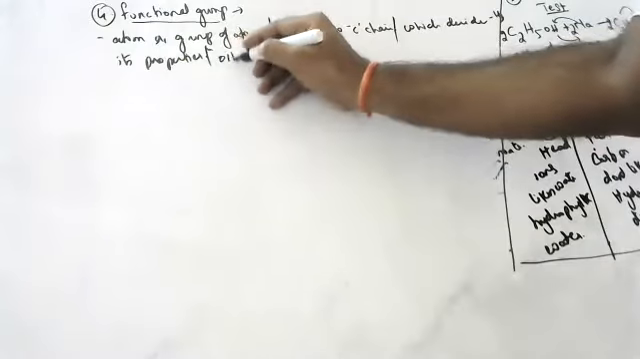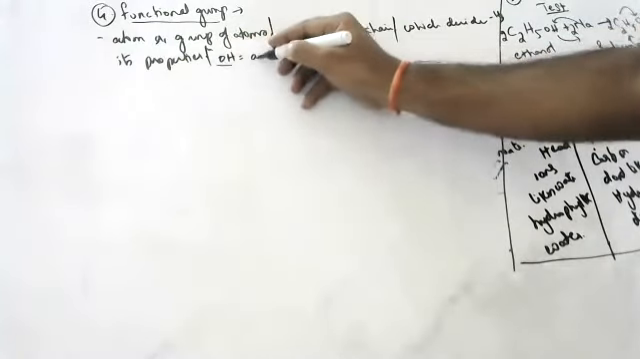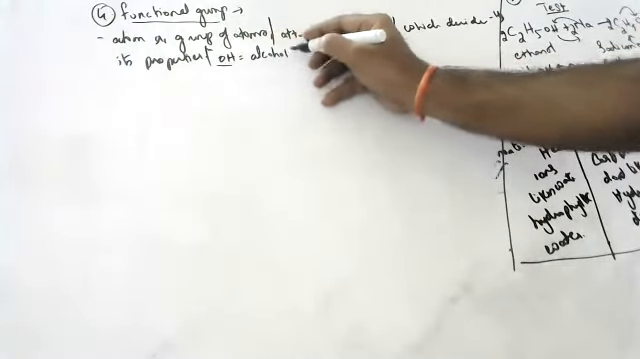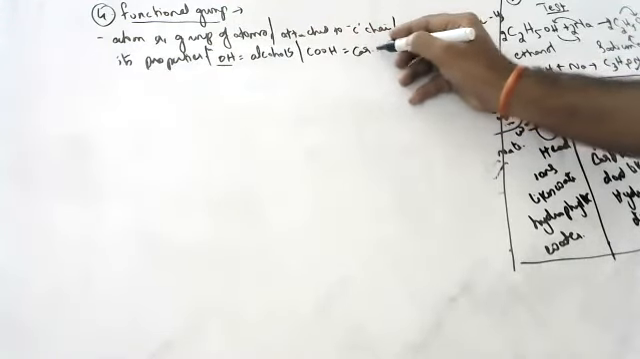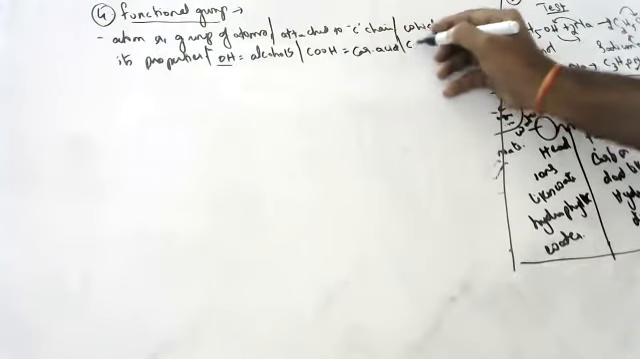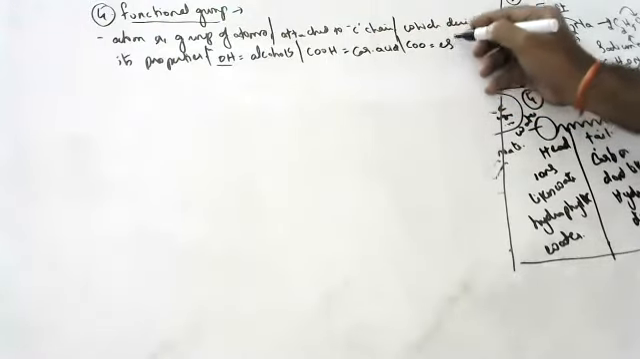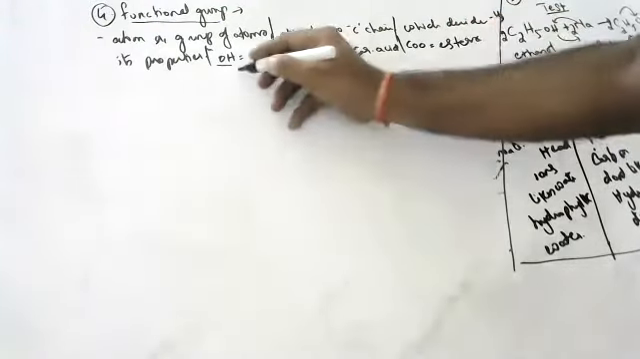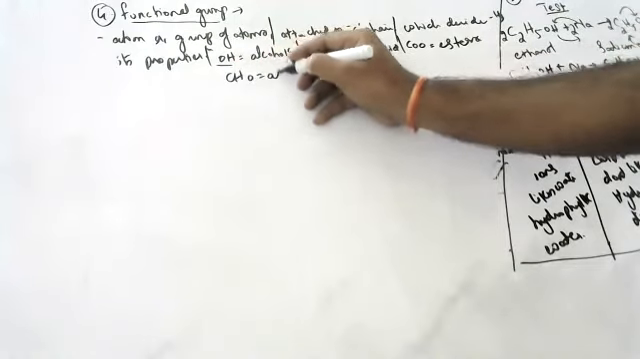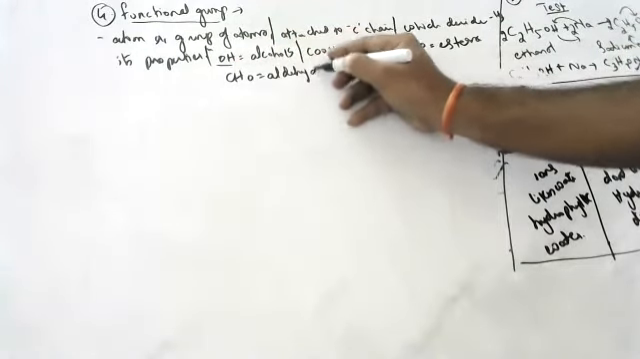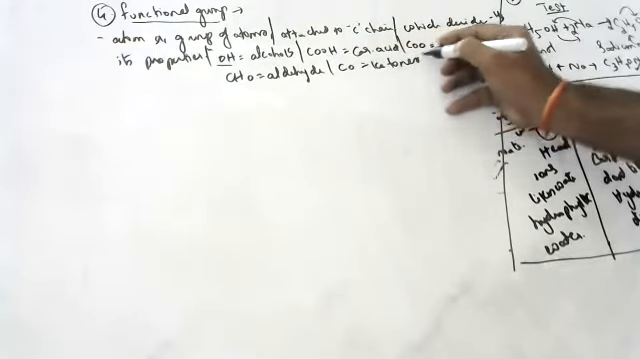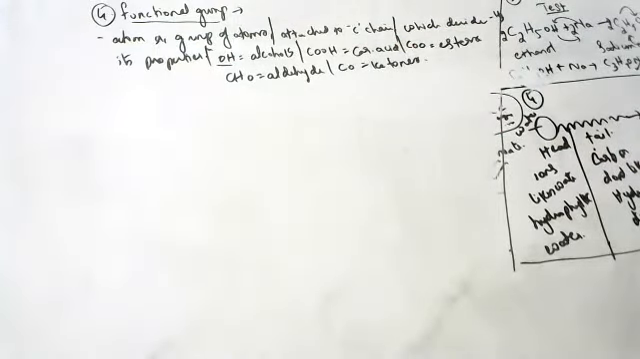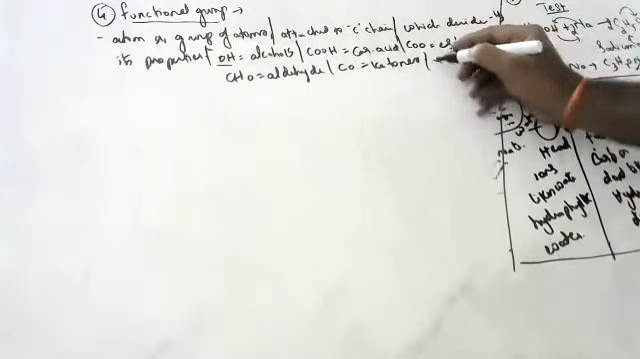If OH is there, that functional group is called? Alcohol. COOH is there, the functional group is called? Carboxylic acid. COO, that is called? Esters. CHO is there, that's called? Aldehyde. CO, that is called? Ketone. So these five are very, very important. And X is there with halides.